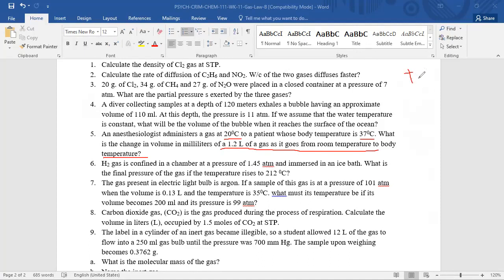But pwede naman baligtad. Pwedeng T1 V1, pwede ring V1 T1. Nasa inyo naman yan. Basta same dito. Magiging T2 over P2, pwede rin. Parehas lang naman yung magiging masosolve nyo pag ganito.